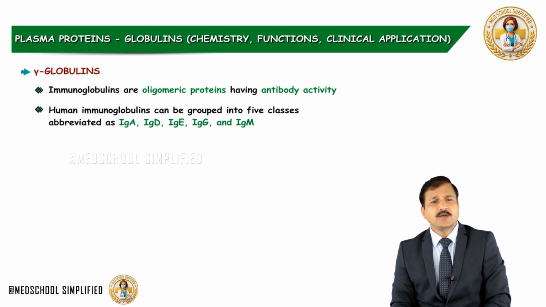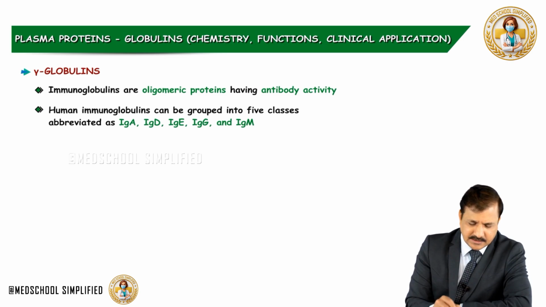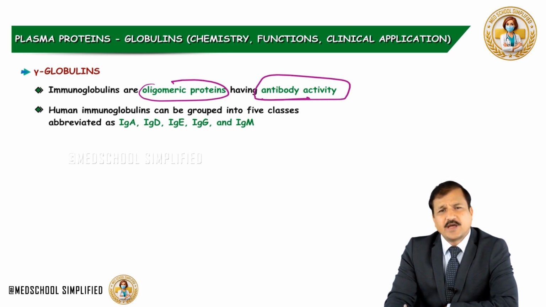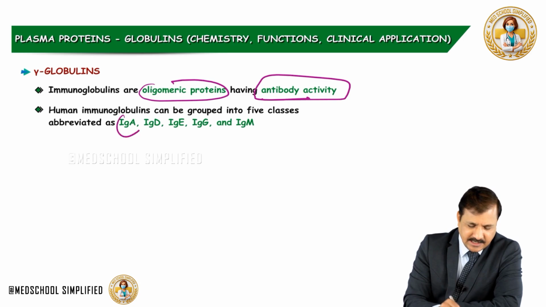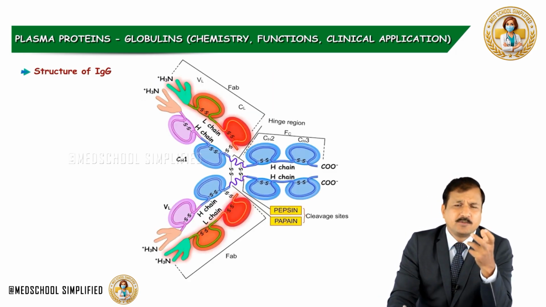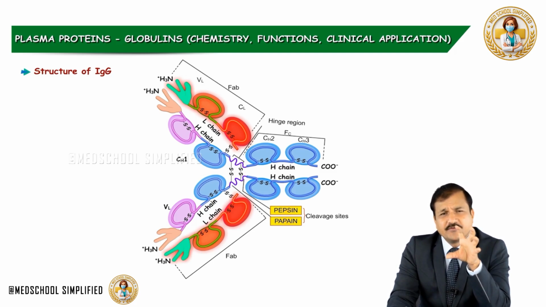Now, coming to more on gamma globulins. Immunoglobulins are oligomeric proteins having antibody activity. Human immunoglobulins can be grouped into 5 classes: IgA, IgD, IgE, IgG, and IgM, that is immunoglobulin A, D, E, G, and M. Coming to the structure of immunoglobulin G. This is to understand the general arrangement of the chains in the immunoglobulin molecules.